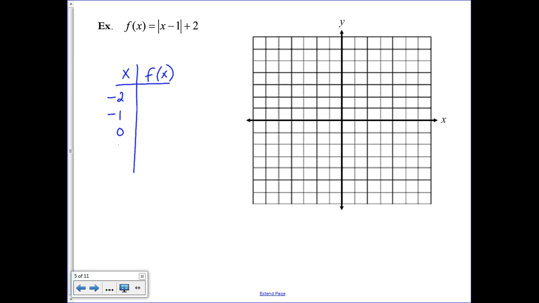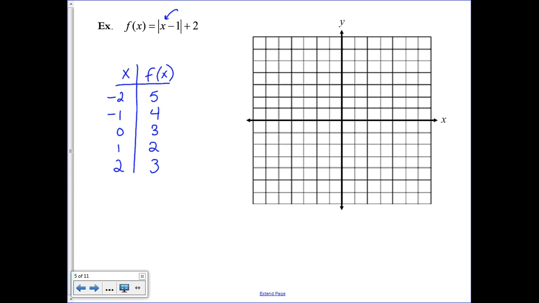So let's use the same 5 x values, which aren't necessarily the best x values for this one, but you'll see. When you plug in a -2, this time you have to do a little math. So plugging in the -2 and then subtracting 1 gives you -3. The absolute value of -3 is +3, and then add 2 and it's 5. Plug in -1. -1 minus 1 is -2. The absolute value of that is 2, plus 2 is 4. Plug in 0 and it's 3. Plug in 1 and it's 2. And then when you plug in 2, it turns around again and starts going up to 3.